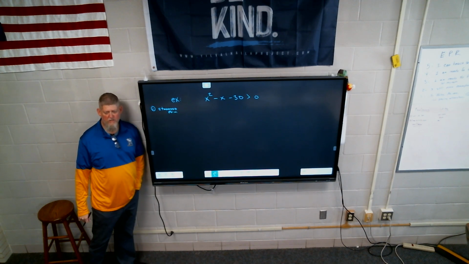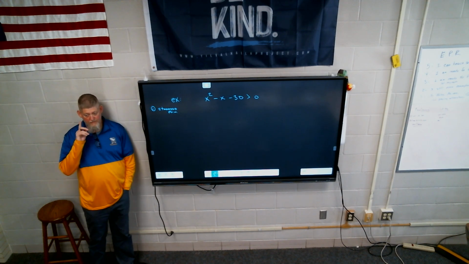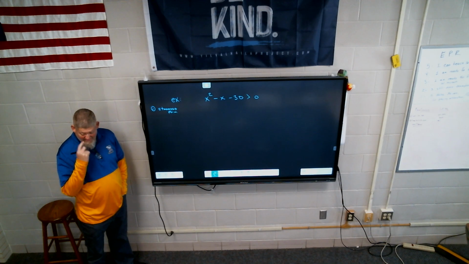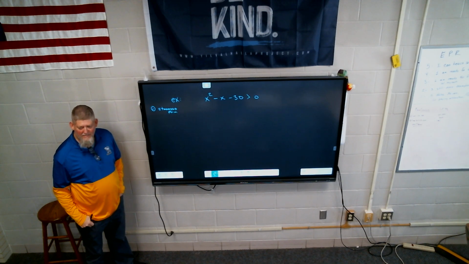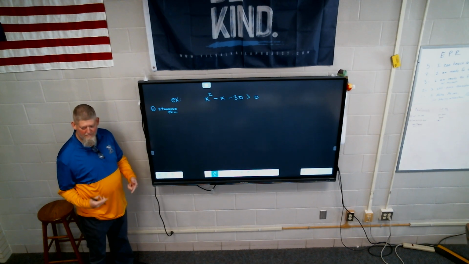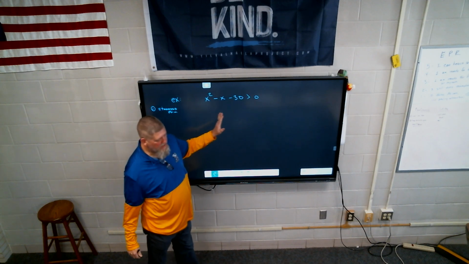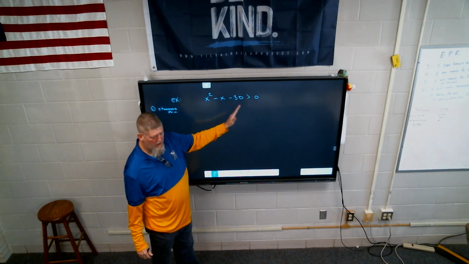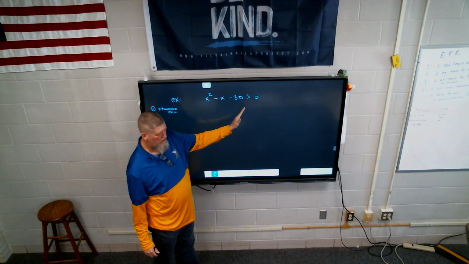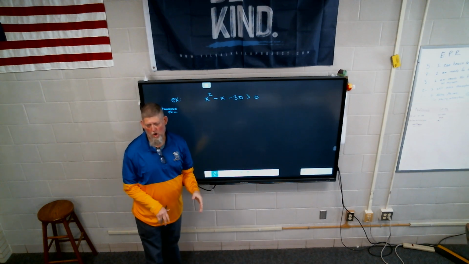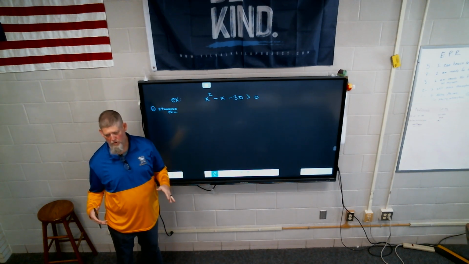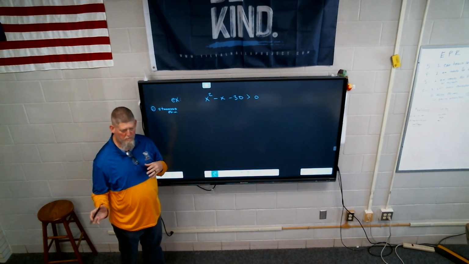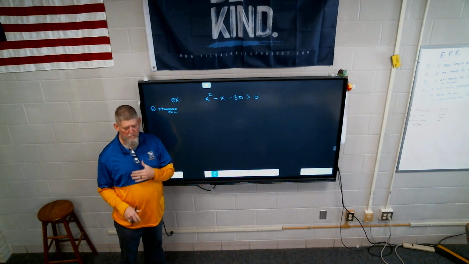Refresh our memory, what is standard form? ax squared, bx, and c. Okay, so everything to one side, 0 to the other, and they're in descending order. x squared, x, constant. Standard form. So when I give you your homework, there's going to be several that are not in standard form. So the first thing is distribute, move everything to one side, do all your basic algebra.